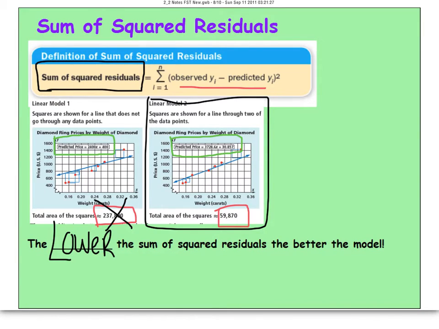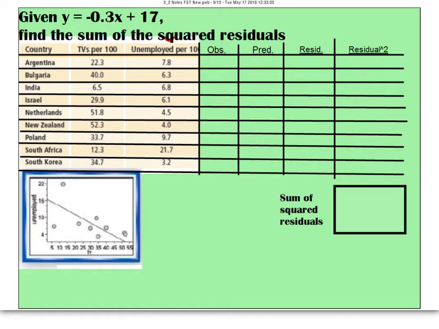I'm going to scrap this one, and I'm going to pick the one with the lower sum of the squared residuals. Now let me show you how to compute the sum of the squared residuals by hand, because you're going to have to know how to do it for homework.